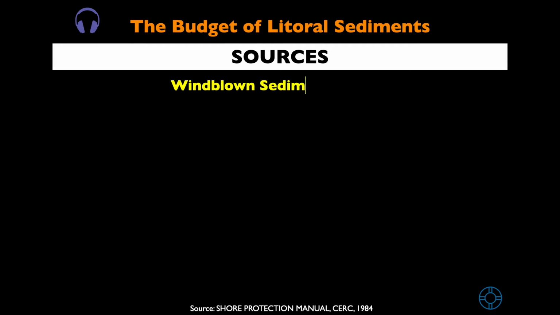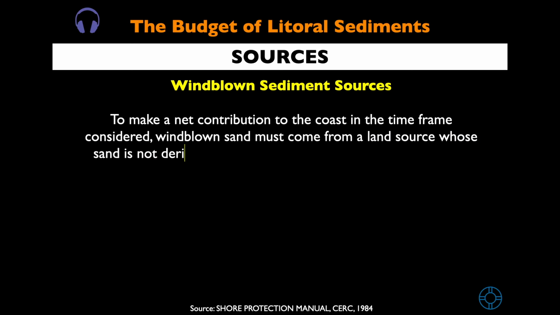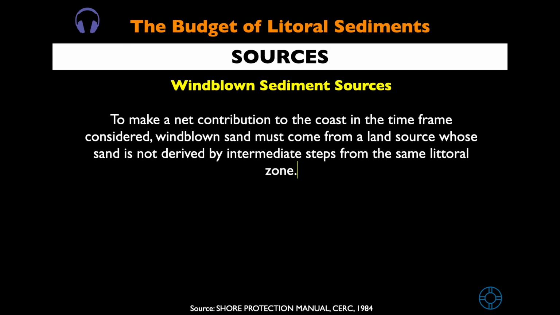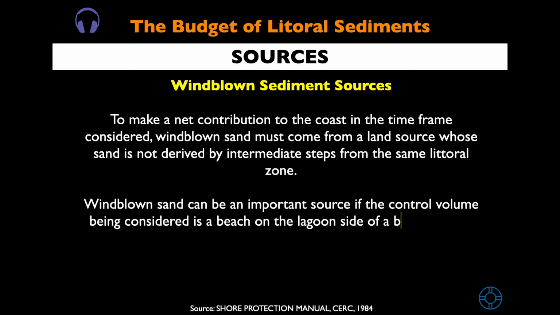Another source is the wind-blown sediment sources. To make a net contribution to the coast in the time frame considered, wind-blown sand must come from a land source whose sand is not derived by intermediate steps from the same littoral zone. Wind-blown sand can be an important source if the control volume being considered is a beach on the lagoon side of a barrier island. Such shores may receive large amounts of it.